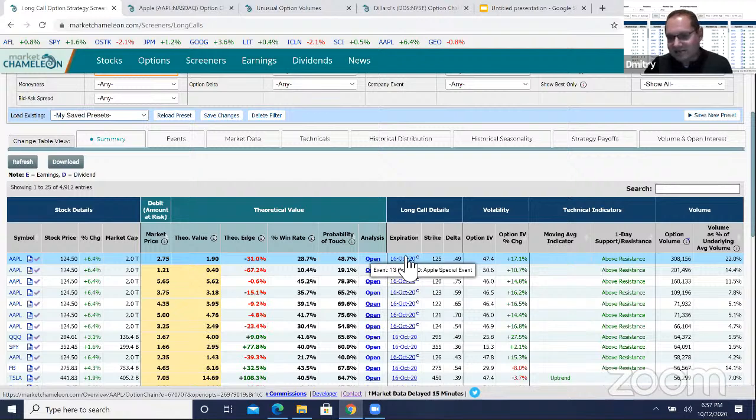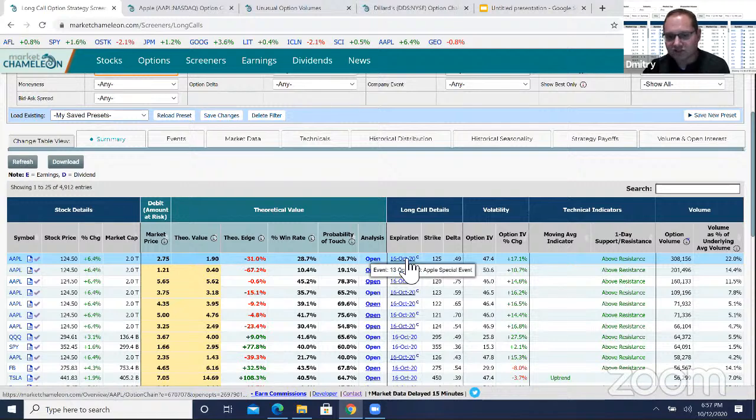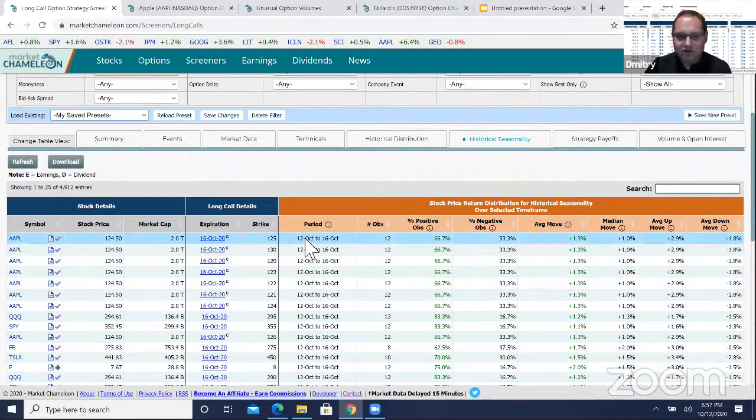So if today is October 12th and this option expires October 16th, what we really want to know is how did it perform in that period? So let's take a look at that historical seasonality. Historically, Apple, between October 12th and October 16th, in the last 12 years, the stock was up 66.7% of the time, and on average returned 1.3% in that calendar period.